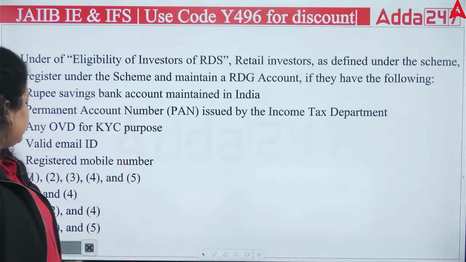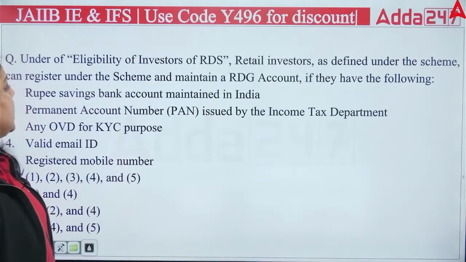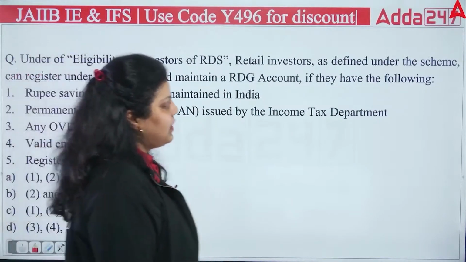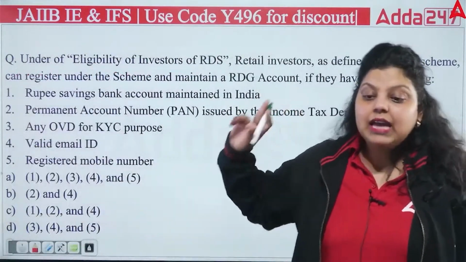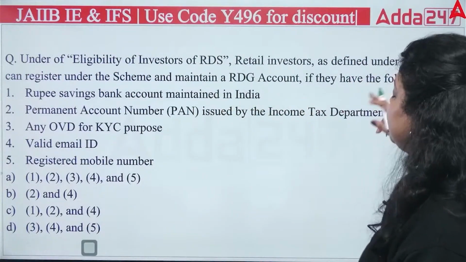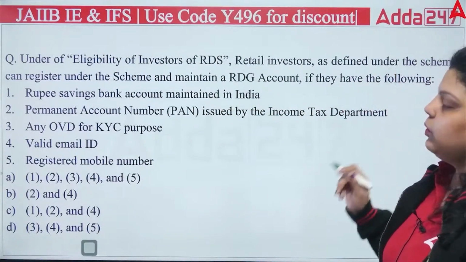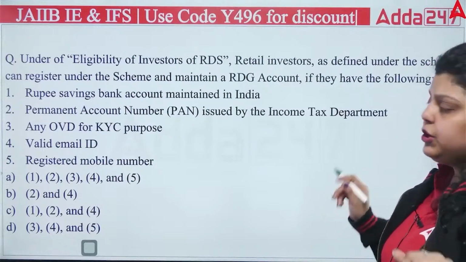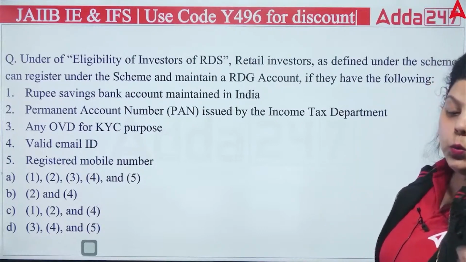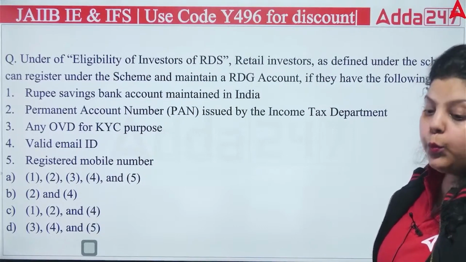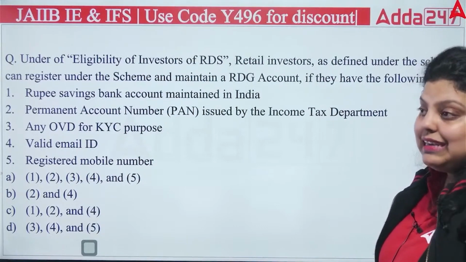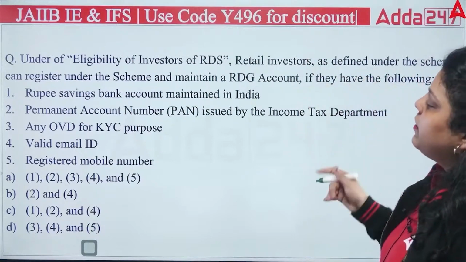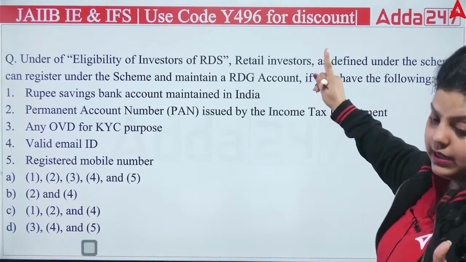Okay, next question we have here. Under the eligibility of investors of the Retail Direct Scheme, the retail investor as defined under the scheme can register under the scheme and maintain an RDG account if they have the following. If RBI has introduced a Retail Direct Scheme, you can invest there because you are an individual retail investor. But we are talking about the eligibility of investors of RDS.